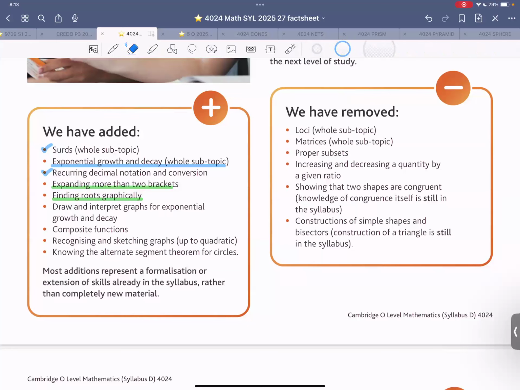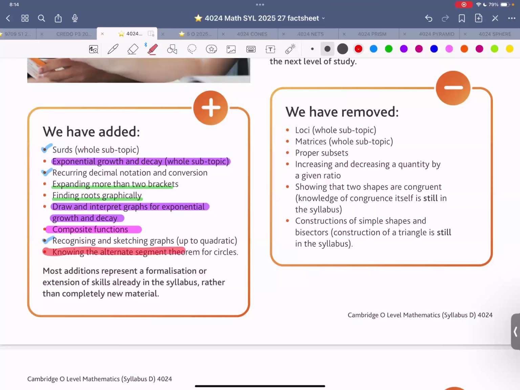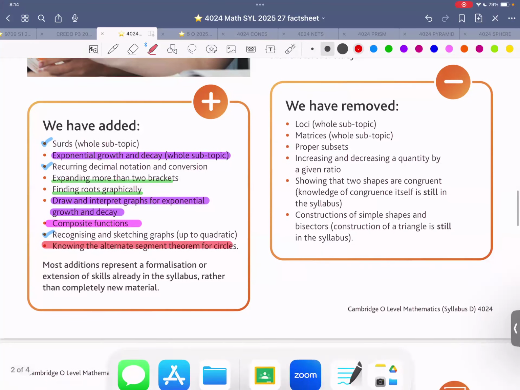And then again, let me erase this thing. Hold for a second, let me change the color. So exponential growth and decay, I would work on this. Draw and interpret graphs for exponential growth and decay. Yes, very, very important. What about this thing? That is composite function, the one in pink. I need to focus on that. Recognizing and sketching graphs up to quadratic: this is already done, of course you need to watch the video. Knowing the alternate segment theorem for circles, I can focus a bit more on this. So let me focus a bit more on the alternate segment theorem. And let me pause for Azan.